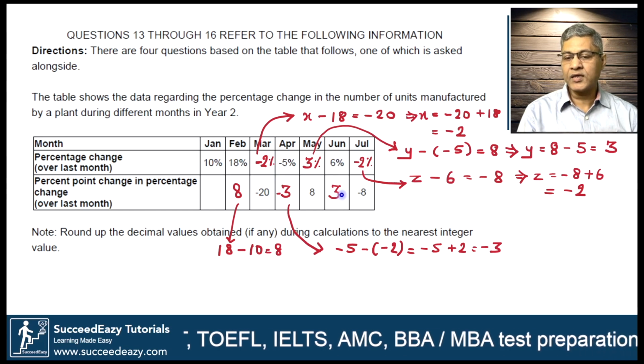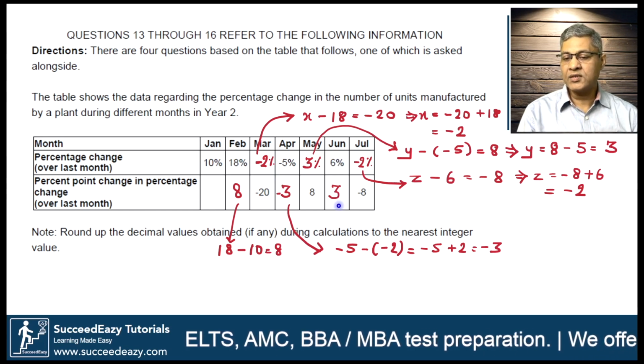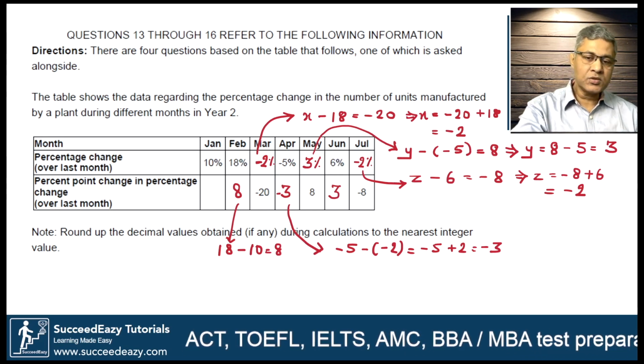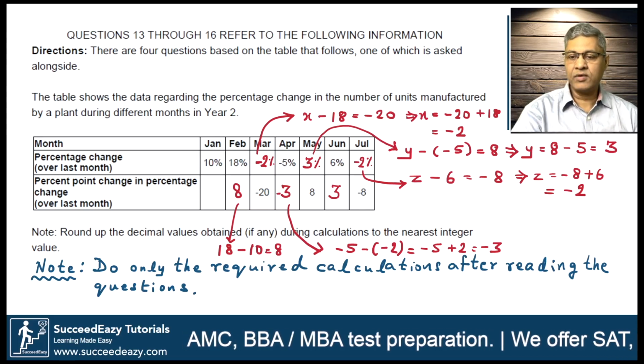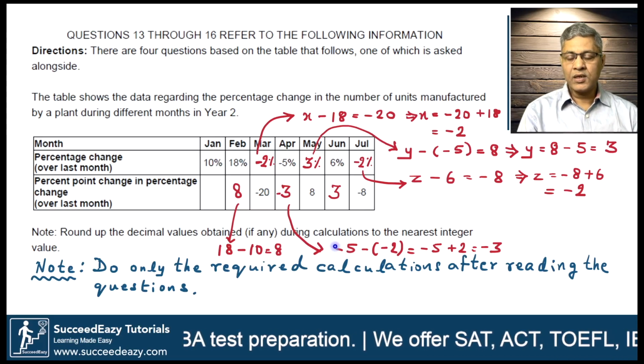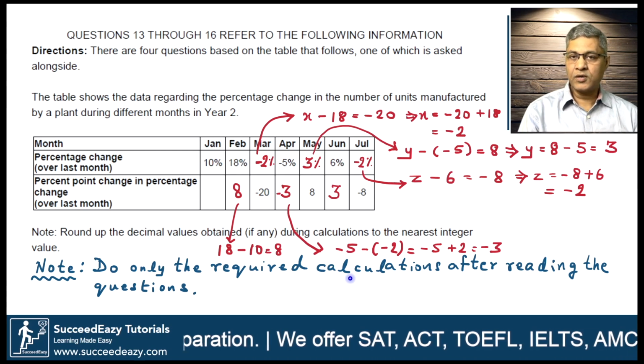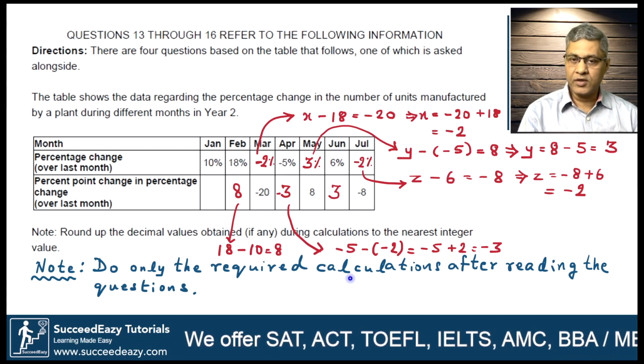So for this blank, it will be 6 minus 3, that is 3% point change. Please do not calculate until and unless you need the data. Otherwise, you will just waste your time. And time is precious, particularly on any competitive exam.